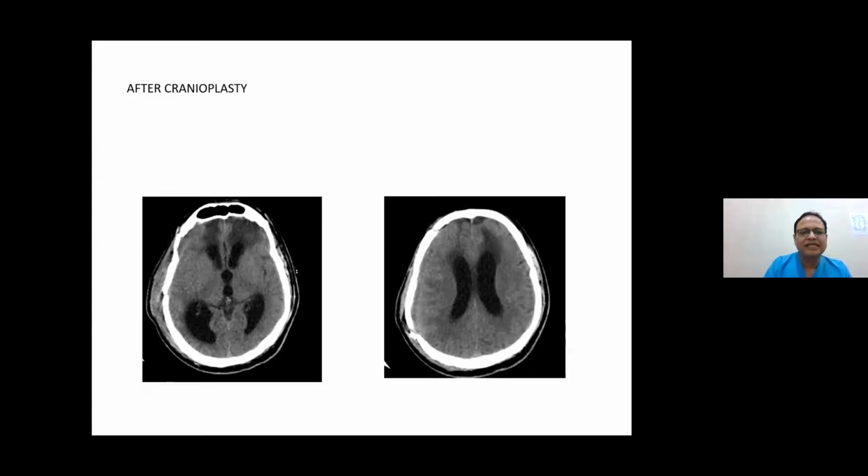But then we did a cranioplasty. The patient came back 10 days later with ventricular dilatation. We just did a drainage LP and the patient is doing well. So we could avoid a shunt in this patient.